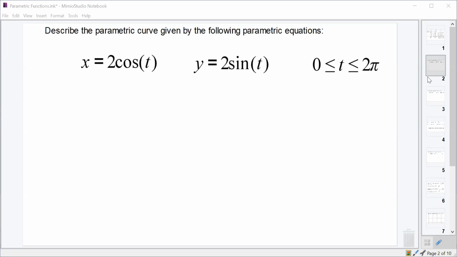So we could plot some points here. What's another way we could determine that this looks like a circle? Solving one of the equations for t. I have no idea what you just said because you were cutting in and out the whole time.